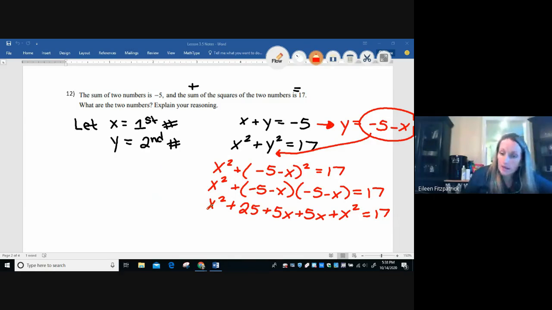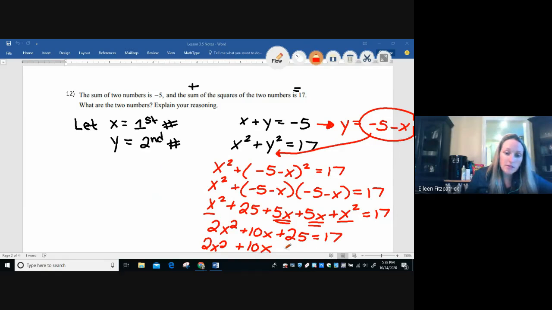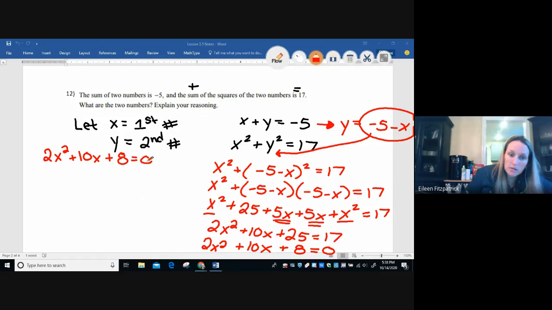Okay, lots of combining to do. X squared plus x squared combined like terms is 2x squared. 5x plus 5x gives me 10x. Then I have my plus 25 equals 17. I'm going to move the 17 over so I can set it equal to 0. So I have 2x squared plus 10x. Move the 17 over by subtraction, so that'll leave me with a positive 8 equals 0. Okay, so let me write that up here. So I have 2x squared plus 10x plus 8 equals 0.